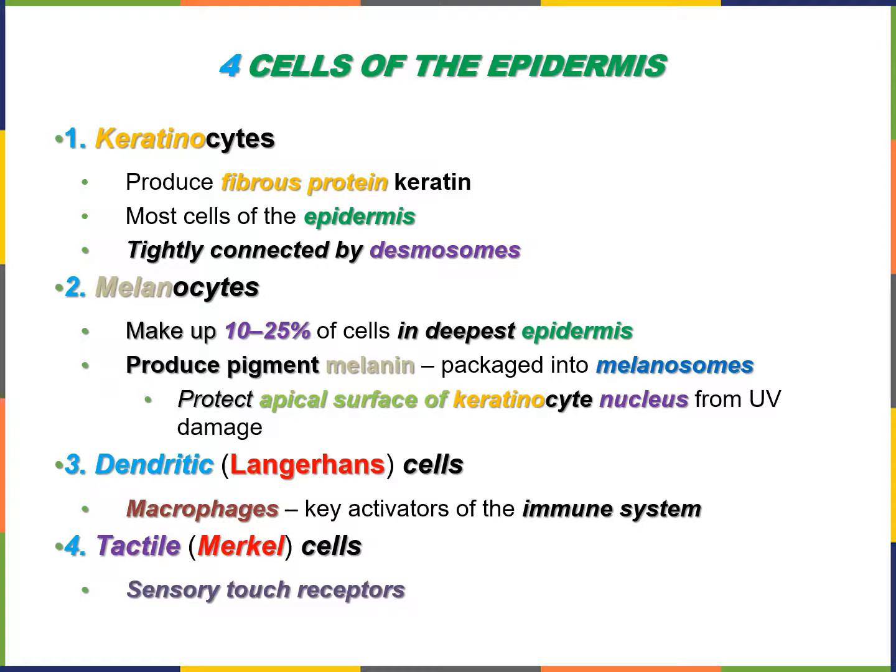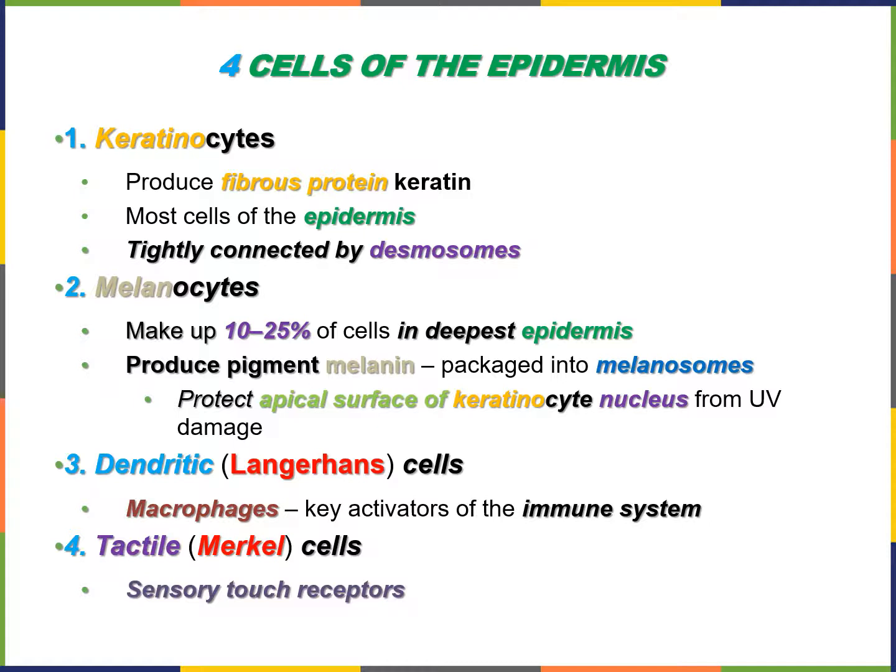The melanocytes, they will make up about 10 to 25% of the cells in the deepest part of the epidermis. They produce the pigment melanin, and then that melanin is going to be packed into little bodies called melanosomes. And of course, melanin is there to protect the apical surface of the keratinocyte's nucleus from ultraviolet radiation from the sun, so we don't hopefully wind up with some type of cancer.